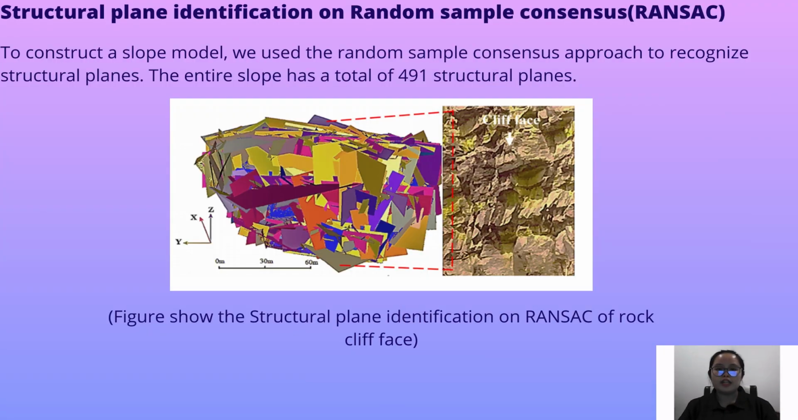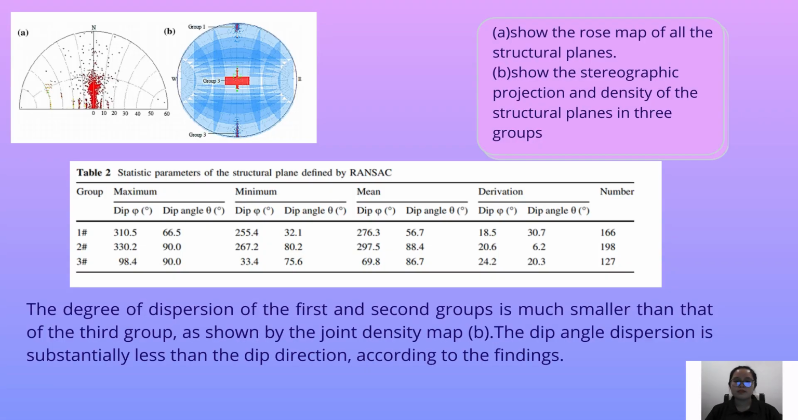Structural plane identification by random sample consensus. To construct a slope model, we use the random sample consensus approach to recognize the structural planes. The entire slope has a total of 491 structural planes. The figures show the structural plane identification of the rock cliff face. Figure A shows the roadmap of all the structural planes. Figure B shows the stereographic projection and density of the structural planes in three groups.